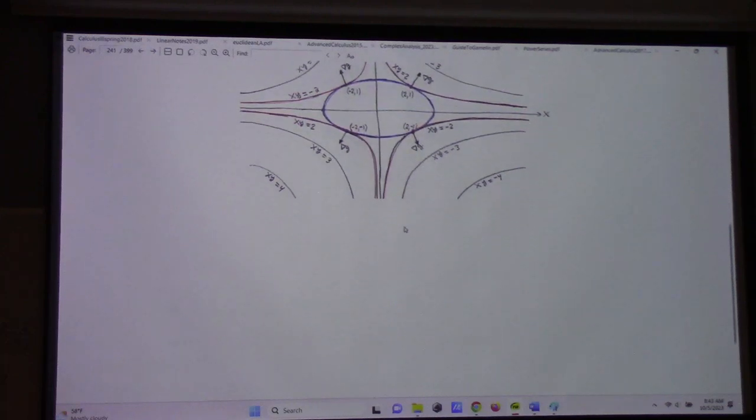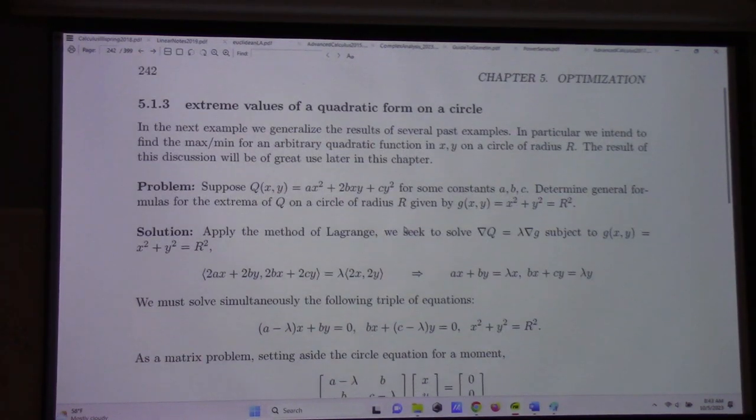All right, so that brings me to something that's a little bit technical, but I won't go through all the details. I just want to explain to you what the next 2 pages or so of my notes mean. So what I do is I look at the objective function q(x, y) equal to ax squared plus 2bxy plus cy squared, where a, b, and c are constants, not all 0.